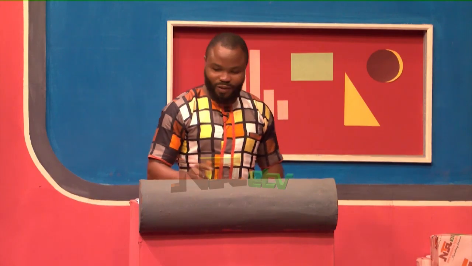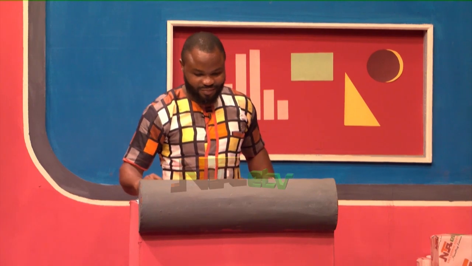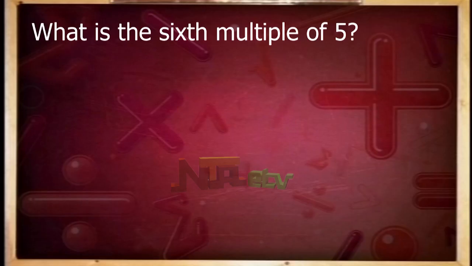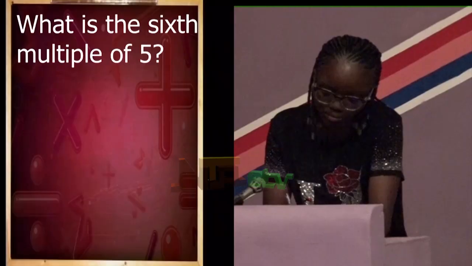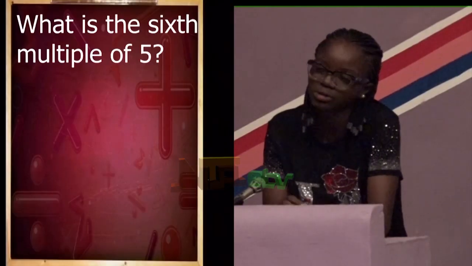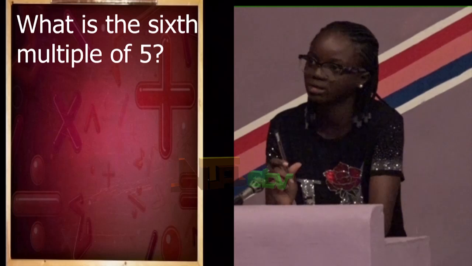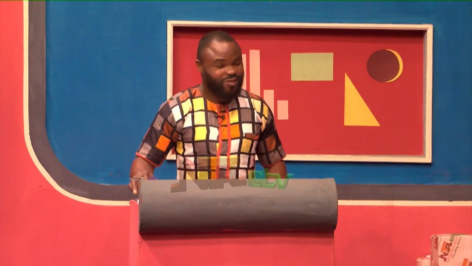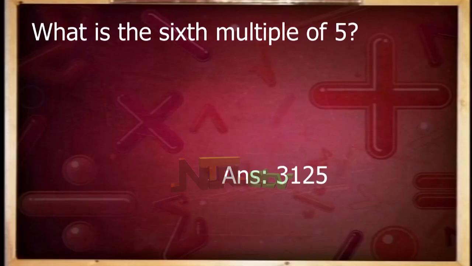Contestant A, your question. Question 14. What is the sixth multiple of 5? 316. So the right answer is 3125.